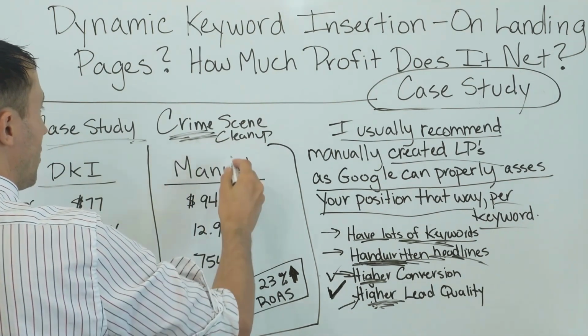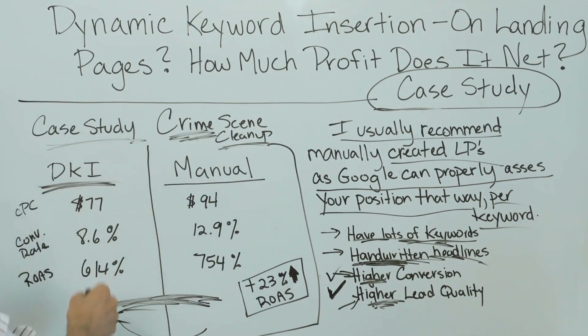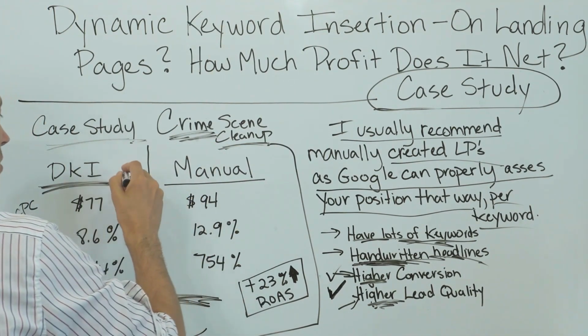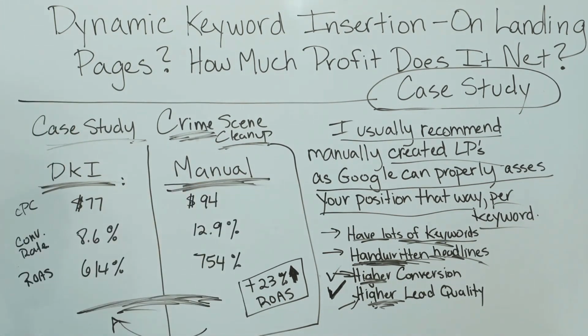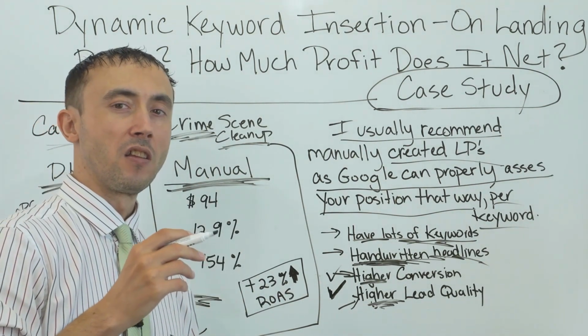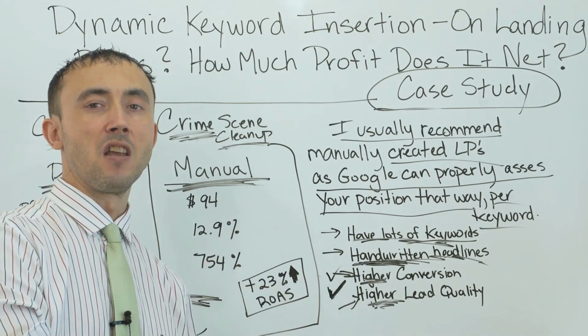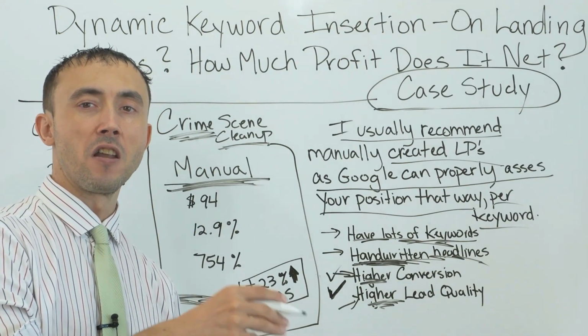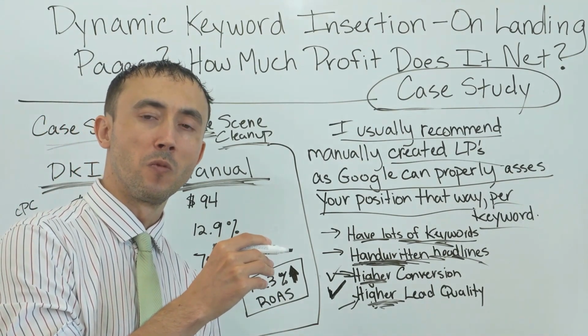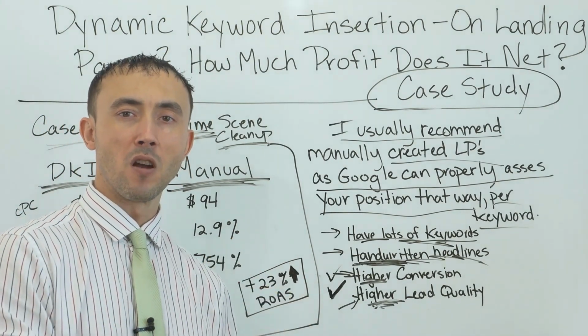Now, with all that said, you don't have to take my word for it necessarily. We had a crime scene cleanup company where we went from a dynamic keyword insertion campaign on the landing page to a manual landing page headline setup, where the headline on the landing page matched the keyword directly, and we had enough landing pages set up inside our Unbounce account to directly line up with the number of keywords that we were targeting.